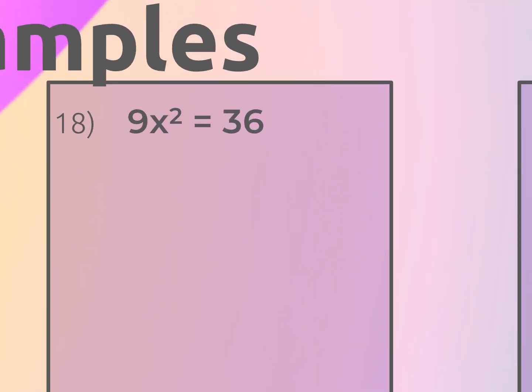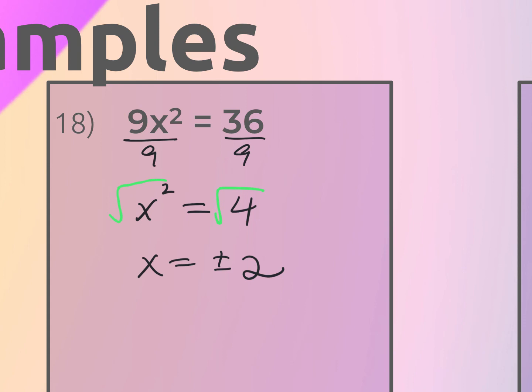Again, I want to isolate the square term. I can't have a coefficient in front, so I need to divide both sides by 9 first. X squared is equal to 4. Now I can square root both sides. And x is equal to plus and minus 2.